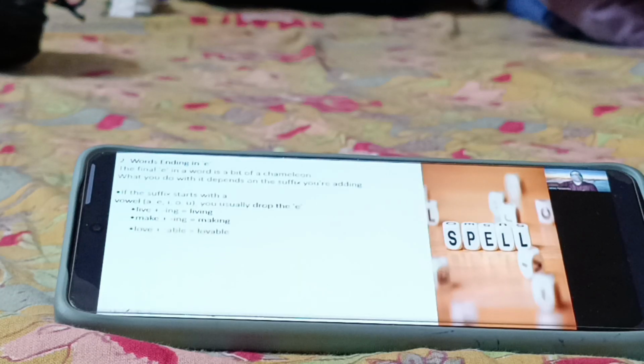Making, love plus able. So again, we've dropped the E. So if the suffix starts with a consonant, you usually keep the E. Hope plus full, hopeful. So here, F being the consonant sound, we are retaining the E. Move plus meant, movement. So we are keeping the E.